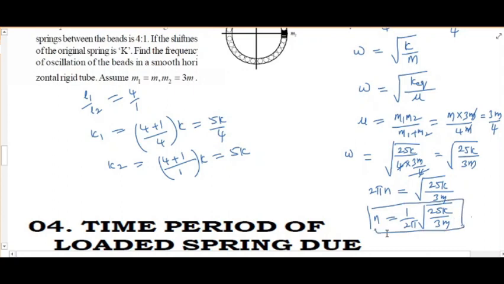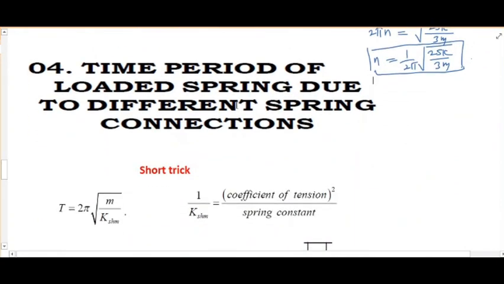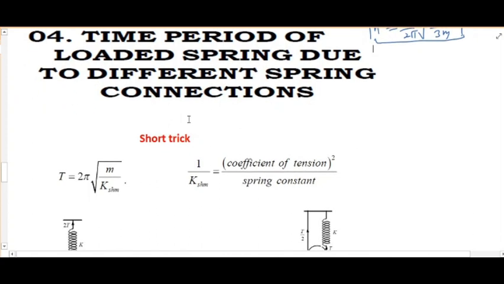These are the two problems based on when a spring is cut into different parts. Therefore L1 by L2 ratio is given. According to that, we can find out K1 and K2. And another important next section in this part is the time period of a loaded spring due to different spring connections.